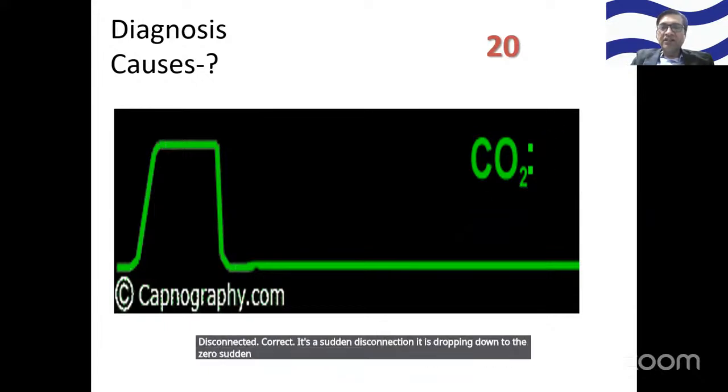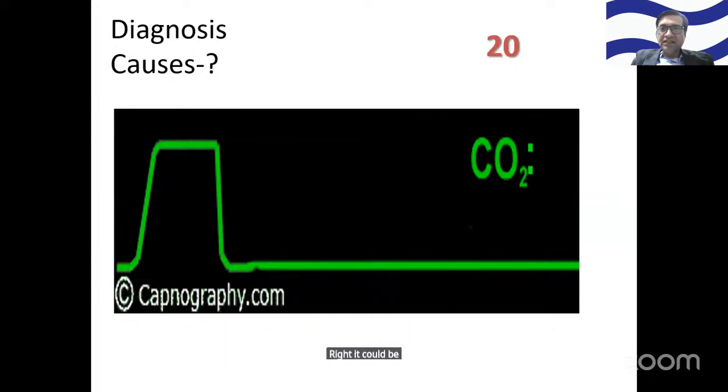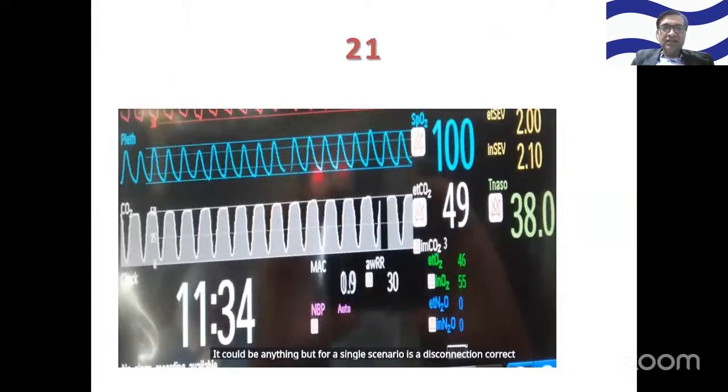Sudden drop in EtCO2 could be disconnection. It could be kinking of the tube. It could be a defunct CO2 analyzer. Right? It could be anything. But the classical scenario is a disconnection. Correct. Next scenario.